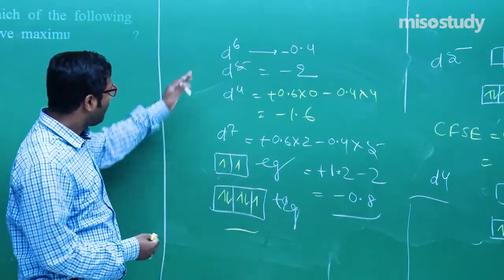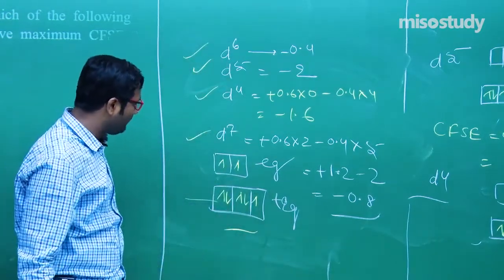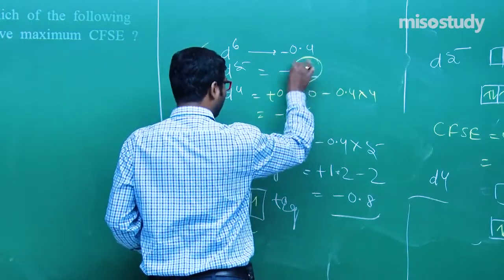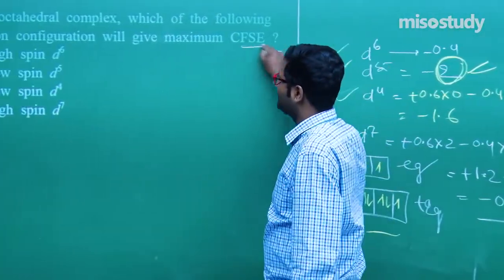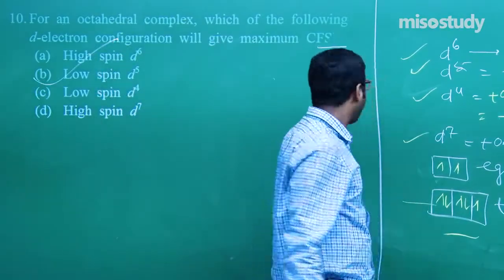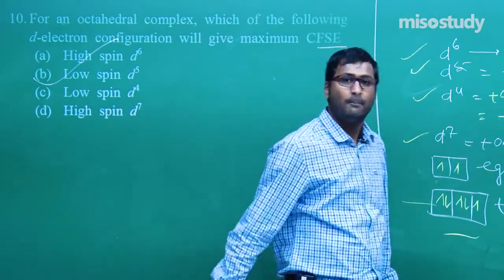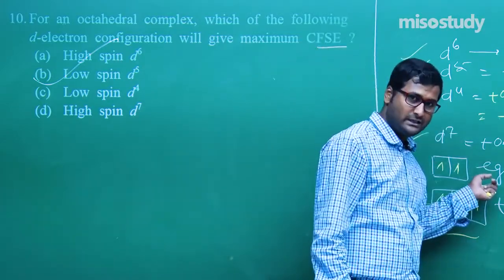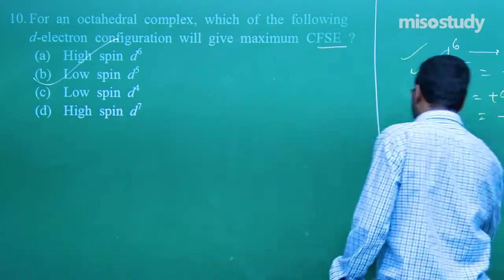So for all D6, D5, D4 and D7, which one has the highest magnitude? D5 has the high magnitude of 2. So which will give maximum CFSE? That is low spin D5. For high spin, first all are singly occupied, but for low spin, first paired, then it will move to the next from t2g to eg. Clear to you? Now friend, I am going to rub this part. I think now you can easily solve such kind of question.